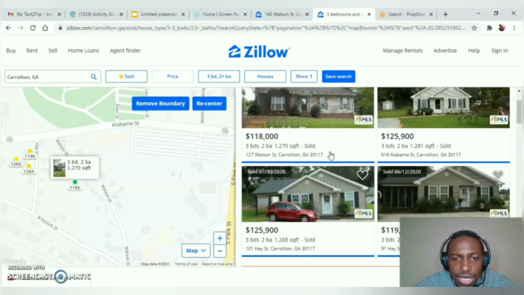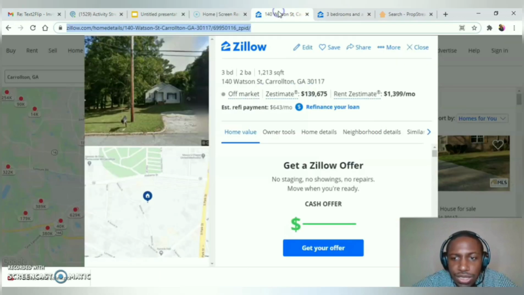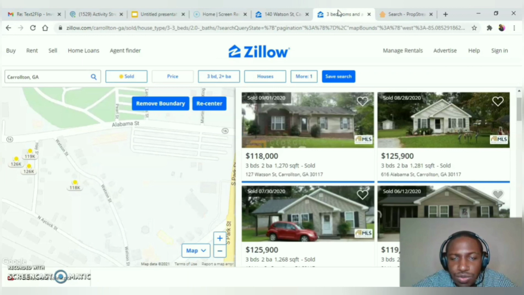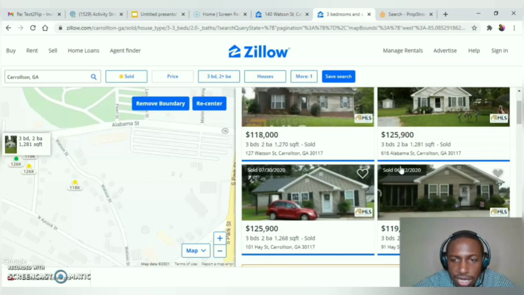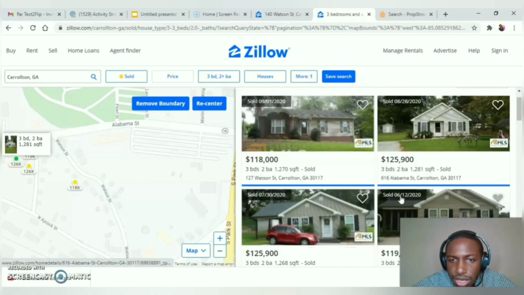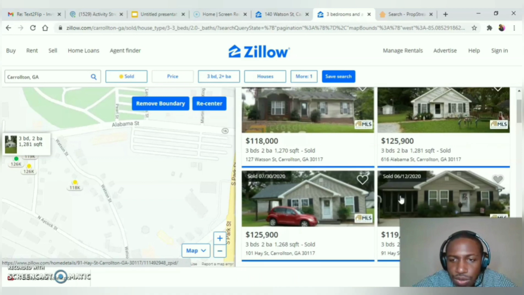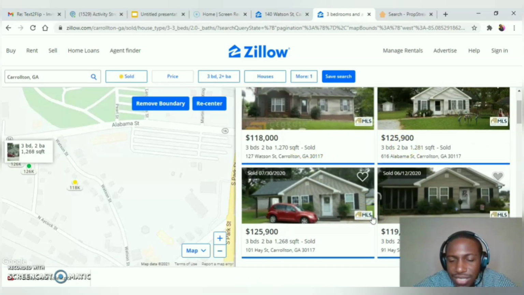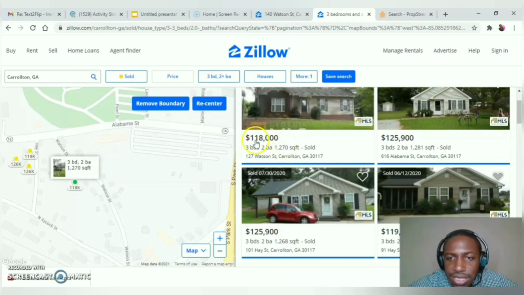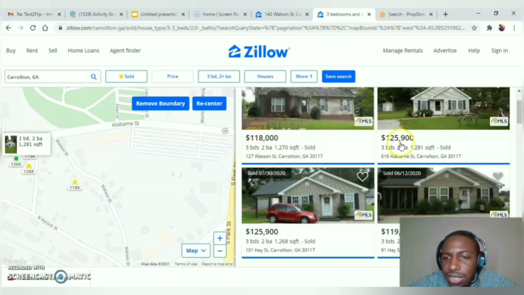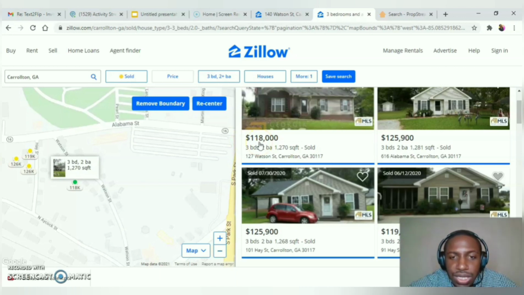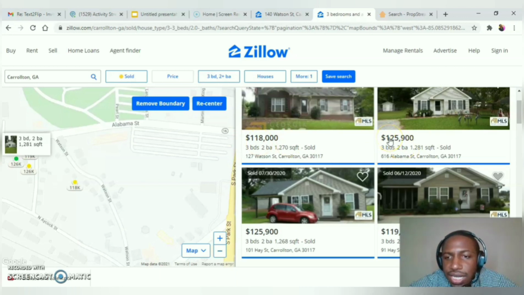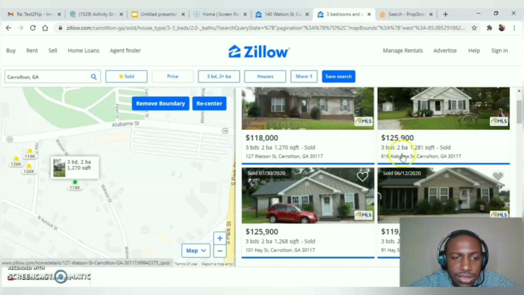But anyway, so our property was a 3-bedroom, 2-bath, 1,200 square feet. So bam, 3-bedroom, 2-bath, 1,200 square feet. And there go another one. There go another one. So these are the 4 comps that we're going to roll with, right? And they're all around the same price. So this is pretty easy, guys. It's in between 118,000 and $126,000 is what the ARV is in between.